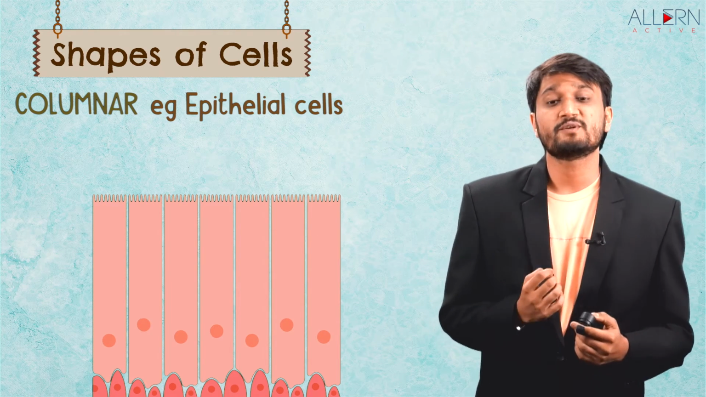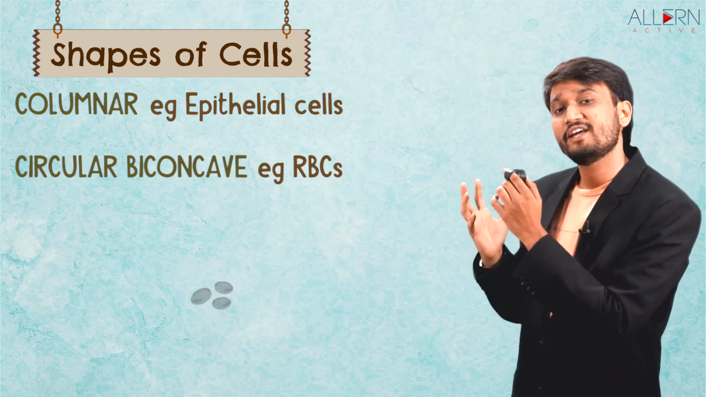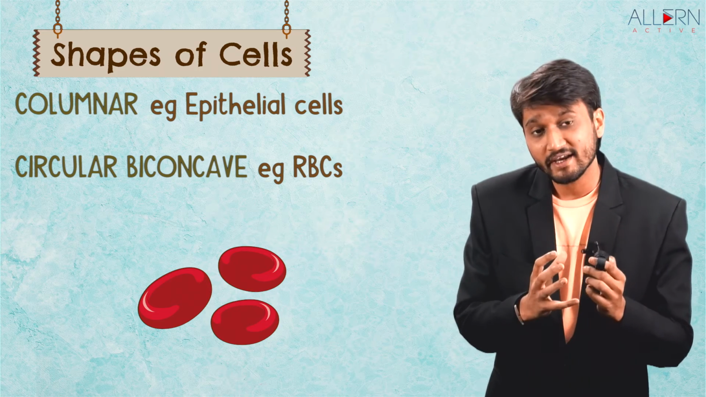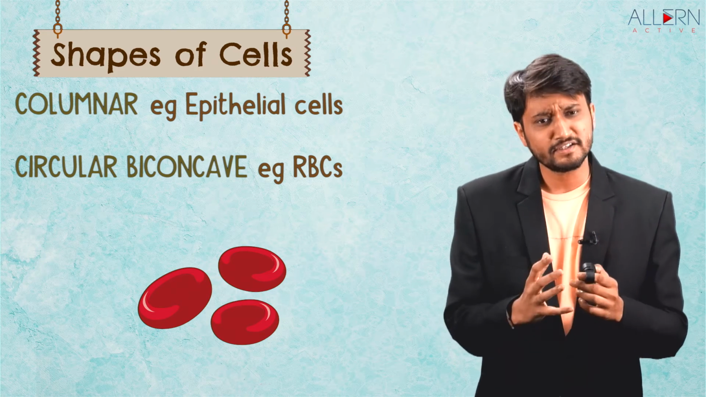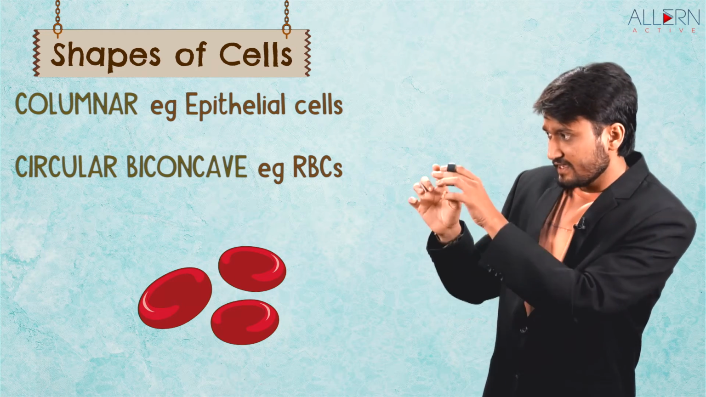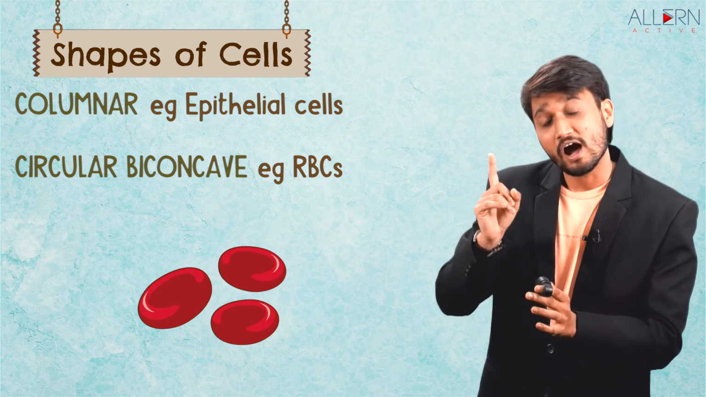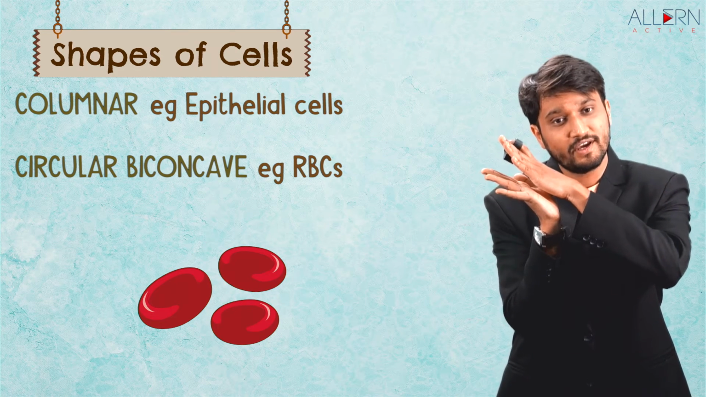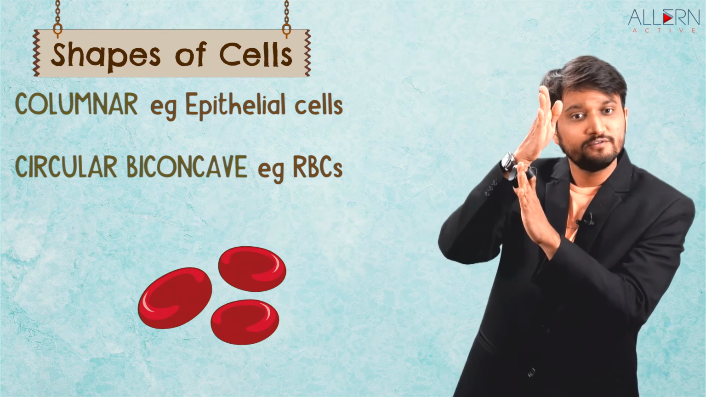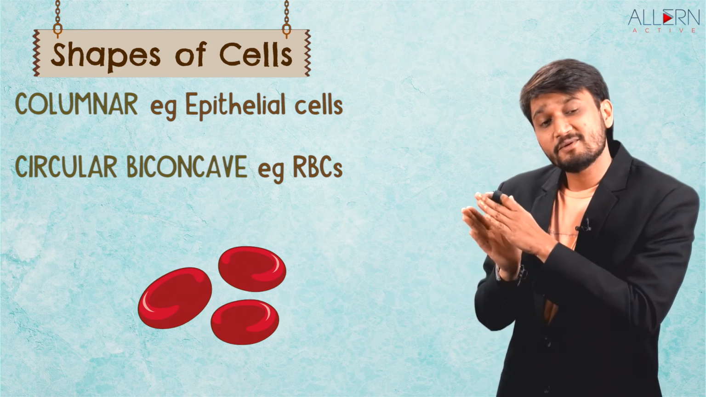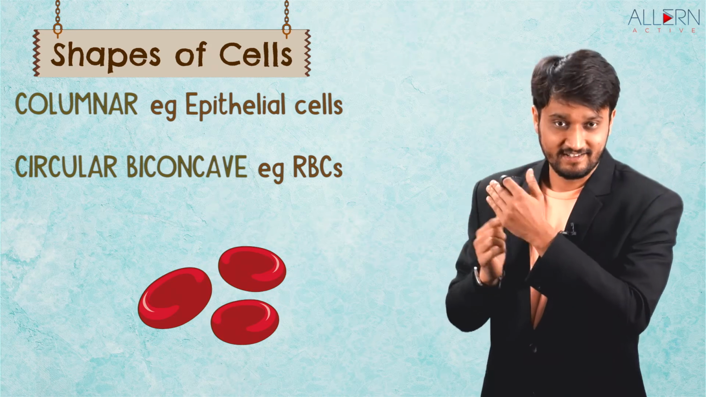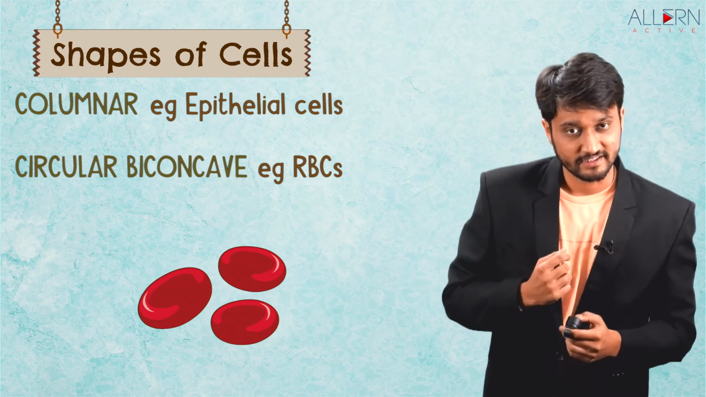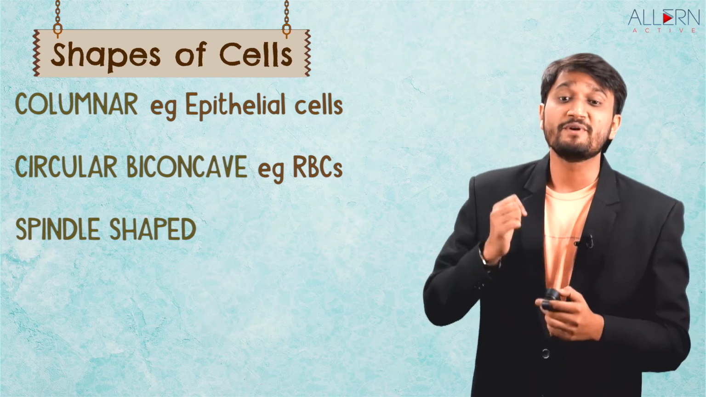After the columnar cells, we have something called the circular biconcave cells, like these RBCs that you see in front of you. Now, circular biconcave, what does that mean? Let's understand it. Obviously, you can see that the cell is circular. Other than that, from top and from bottom, they curve inward. Okay? A concave shape is something that curves inward. A biconcave shape is something that curves inward from both sides. This is so that the surface area of the cell increases, and examples are red blood cells, as we already saw.